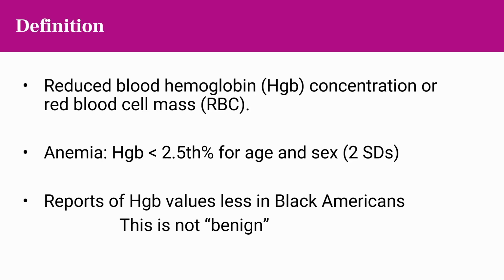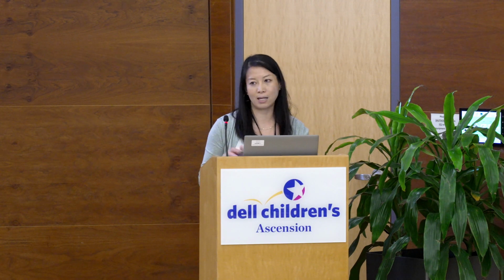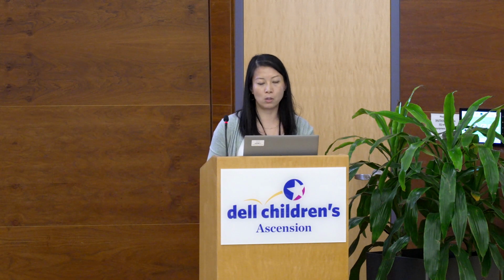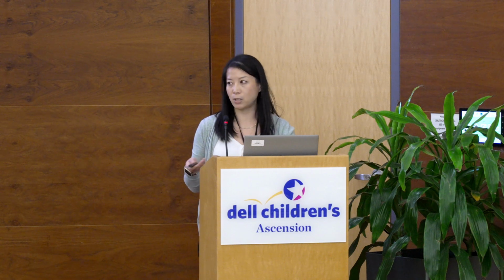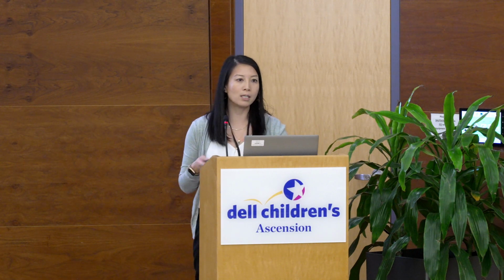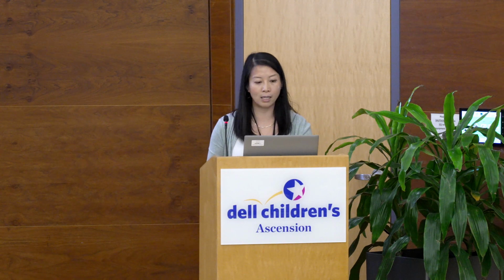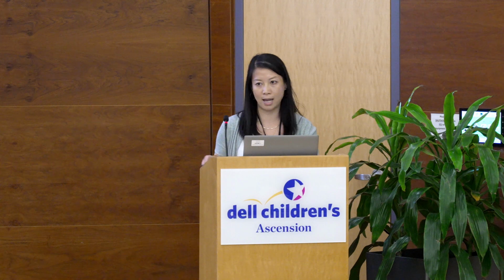So anemia is defined as a reduction in the blood hemoglobin concentration or red blood cell mass less than the 2.5th percentile for age and sex, so 2 standard deviations below the mean, based on reference ranges in healthy children. And there are reports of hemoglobin values of about 0.5 gram to a gram lower in Black Americans. However, we think this likely reflects health disparities, as we know that anemia disproportionately affects minorities, particularly Blacks and Latinos. And so we don't consider this value to necessarily be benign. And we use the same hemoglobin values when evaluating anemia in all race and ethnic groups.